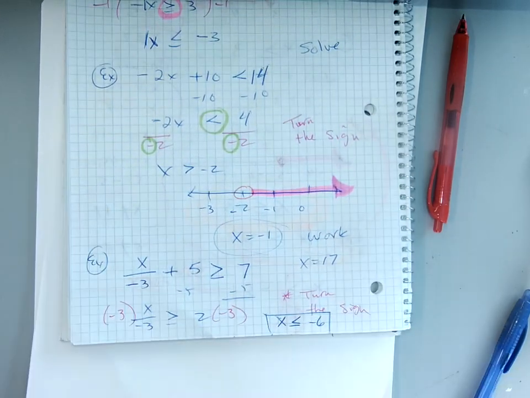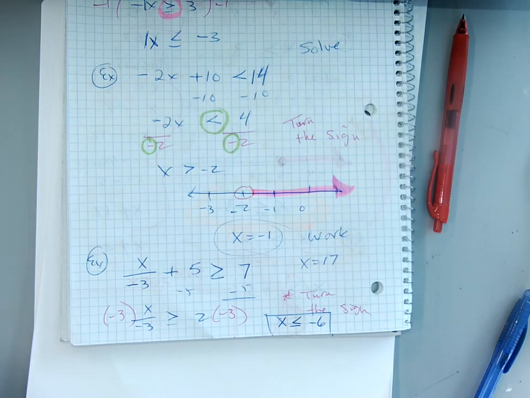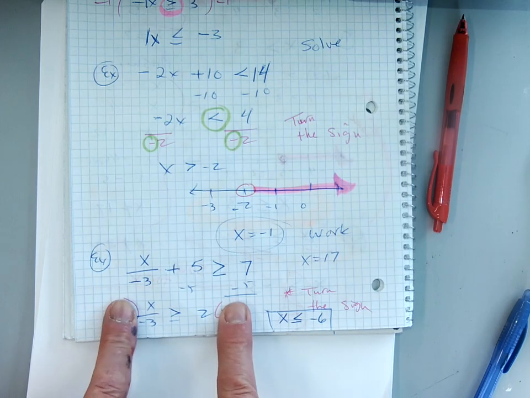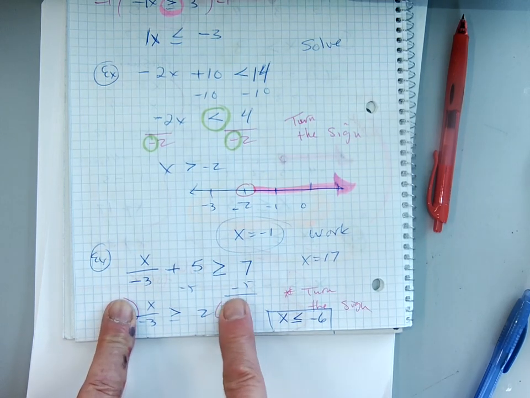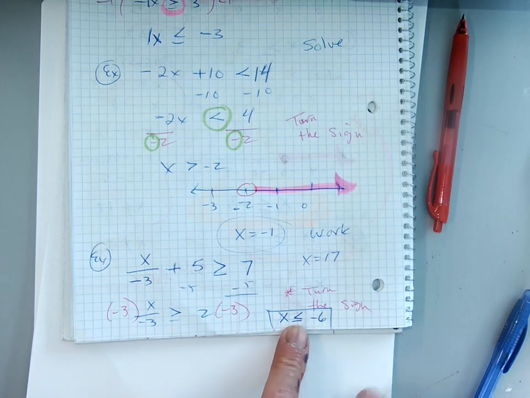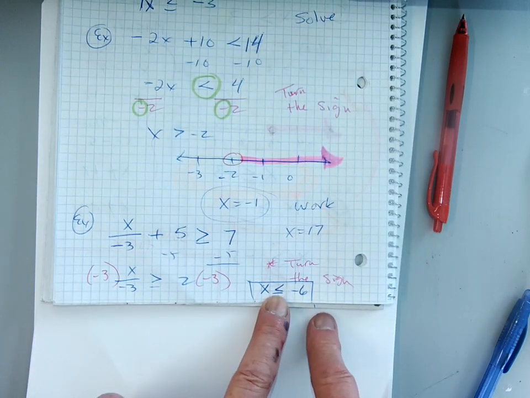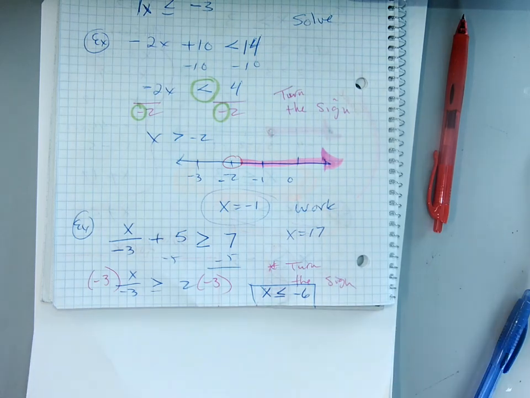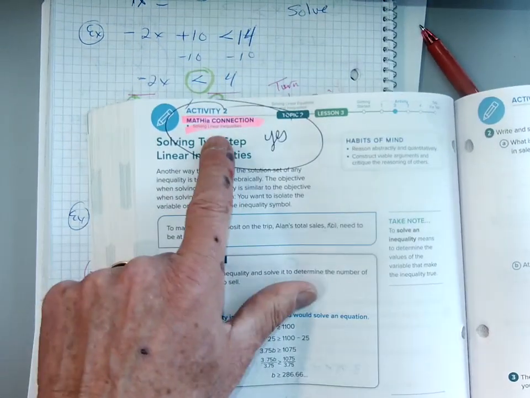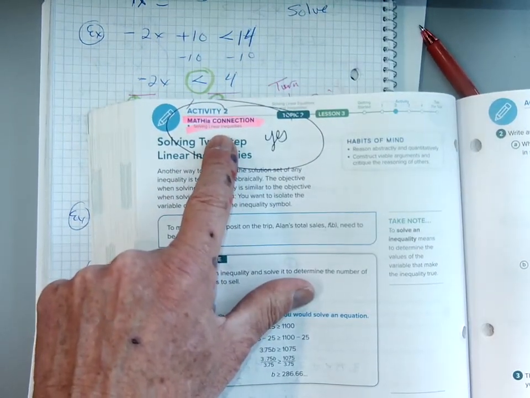And then I took a look at the last example, where we're solving for x. So I went minus 5, and I got 2. But now I'm going to multiply by negative 3. If I multiply by a negative number, I turn the sign. So I turn the sign here. x is less than or equal to negative 6, and I could graph that. And that's what I have for the day. We had a Mathia on solving linear inequalities. Okay, that's it for the day.